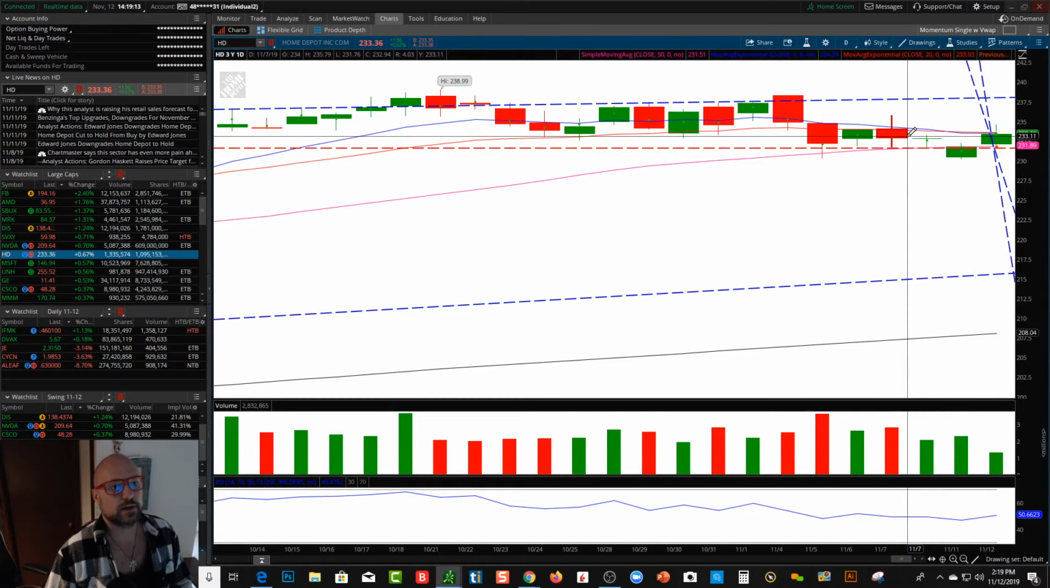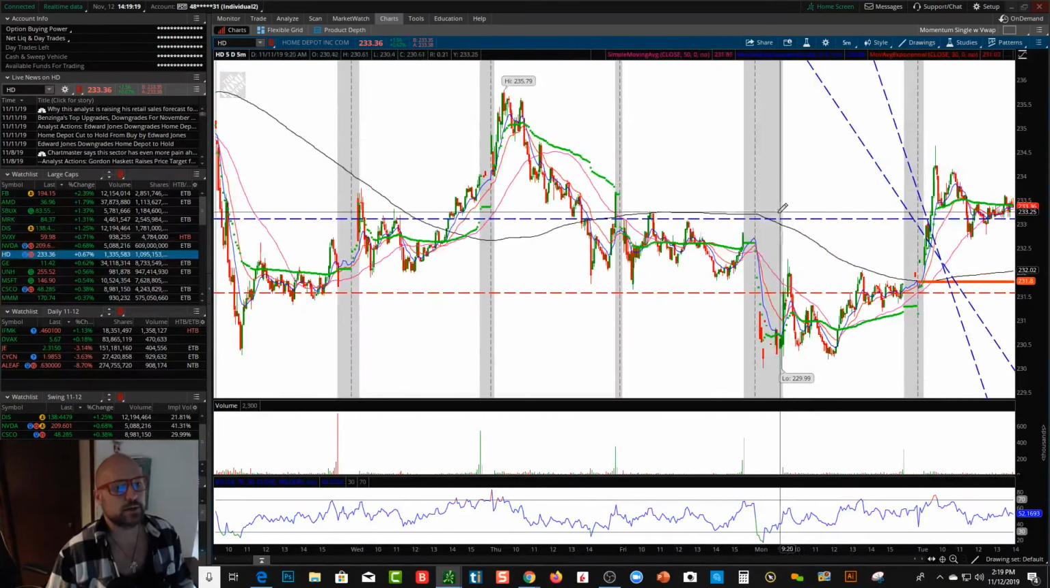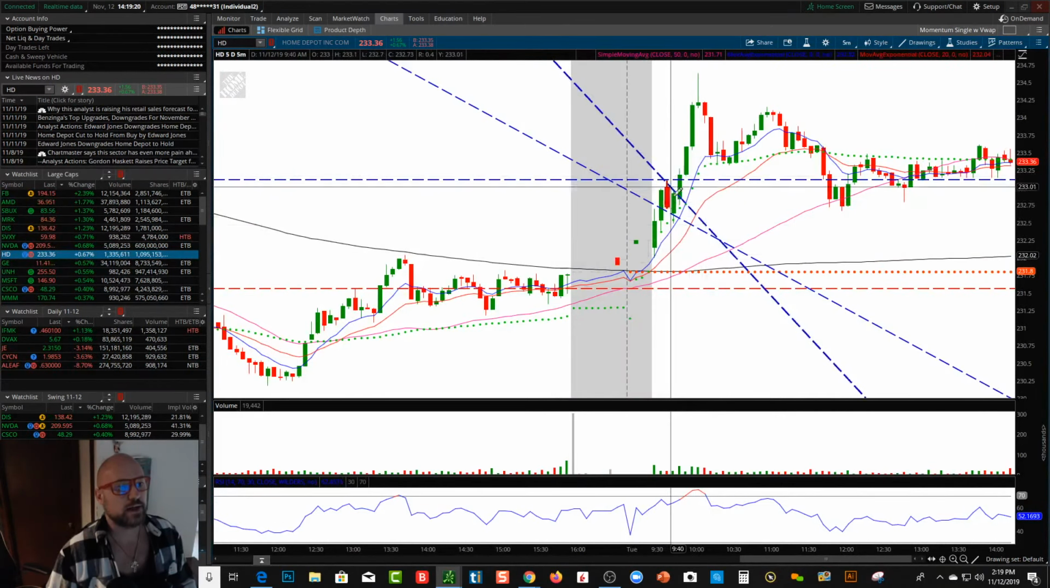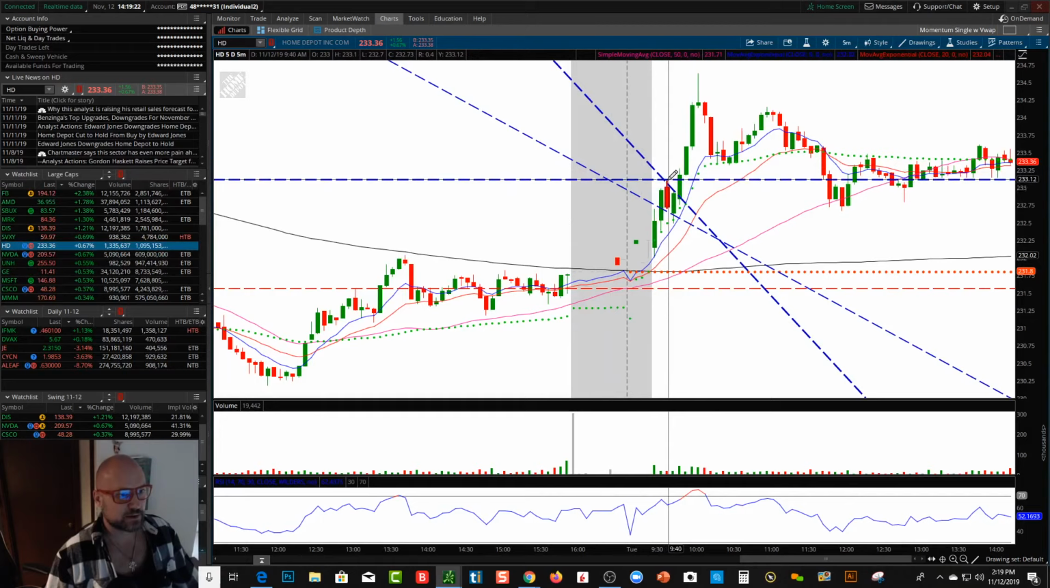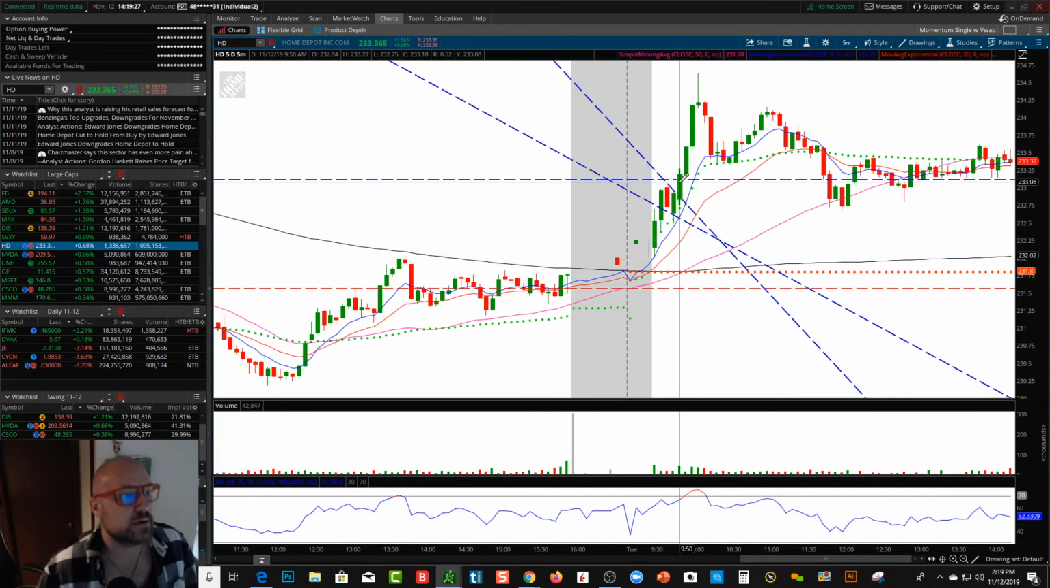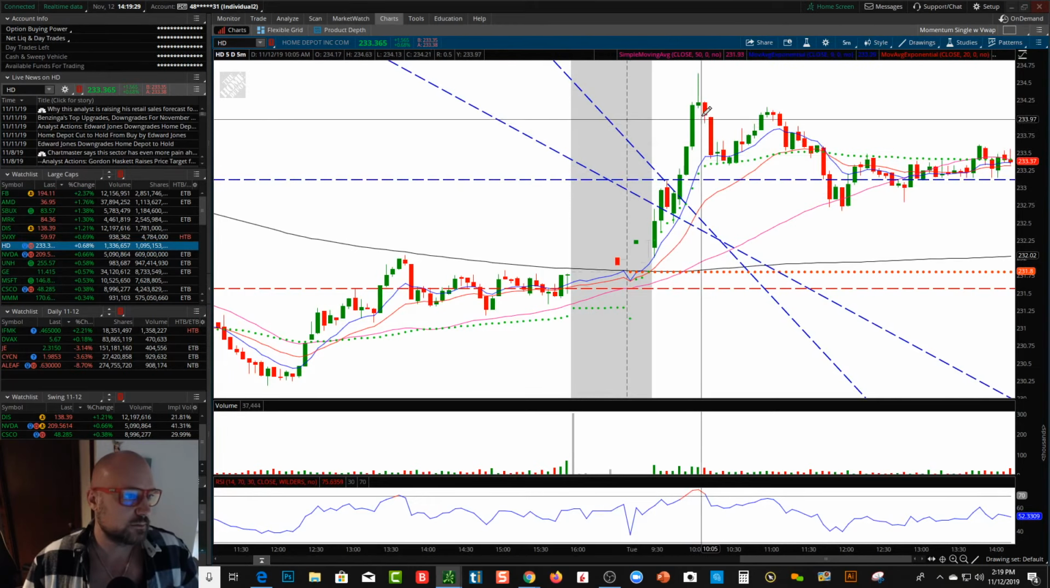Probably a reversal right here. So let's see where that put us on a 5-minute. So you can see it was looking for a potential breakout. It was kind of flagging back, goes and it breaks out. And there's 3 green candles.